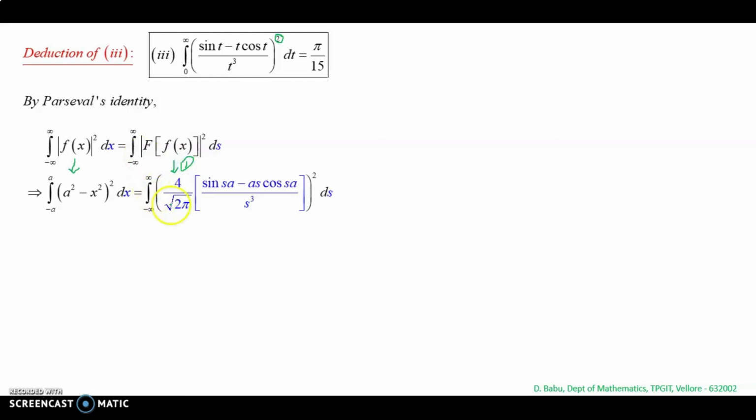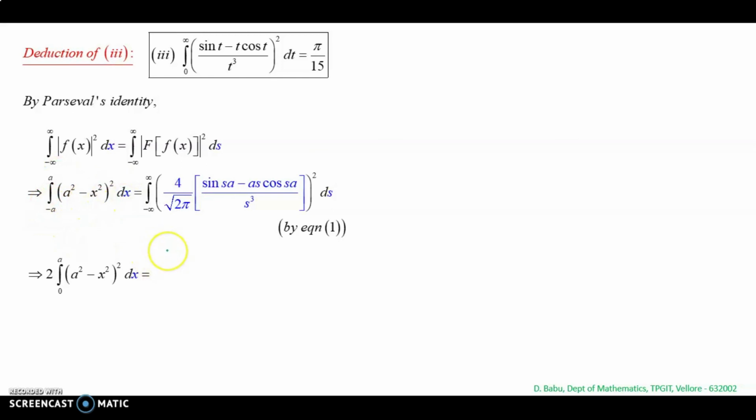And on the right side, from equation 1, the integral from minus infinity to plus infinity of 4 divided by square root of 2 pi times sin sa minus as cos sa divided by s cube, the whole square, ds. Here it is a squaring term, and a squaring term is always an even function. Therefore, minus a to plus a can be written as 2 times 0 to a. Here also it is a square term, so minus infinity to plus infinity can be written as 2 times 0 to infinity. 4 divided by square root of 2 pi, the whole square, is a constant, therefore we take it outside.